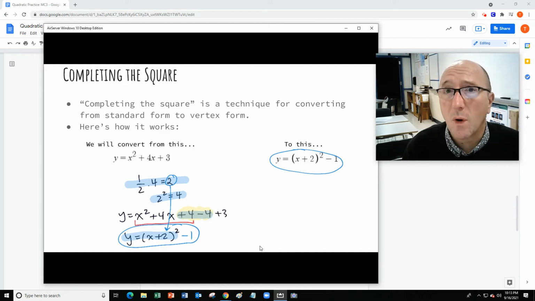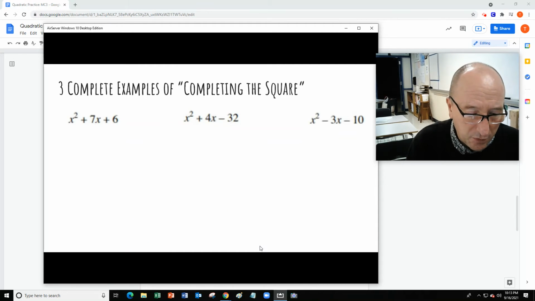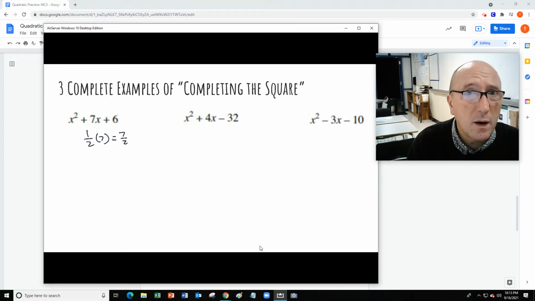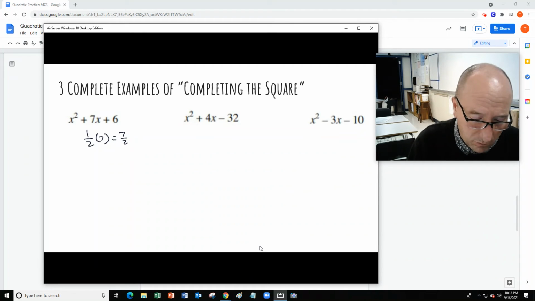I'm going to do 3 more, and I've pre-prepared the 3 for you here. I'm going to create the vertex form of each one of these parabolas. Take 1/2 of 7, and you get 7 over 2. Then square the 7 over 2, and here I get 49 over 4.